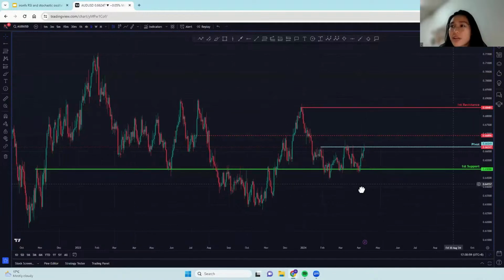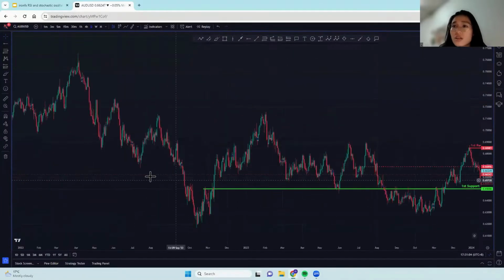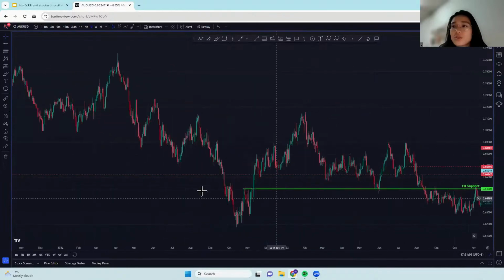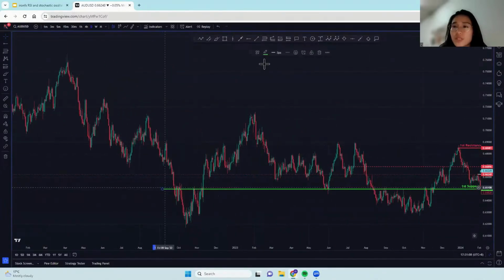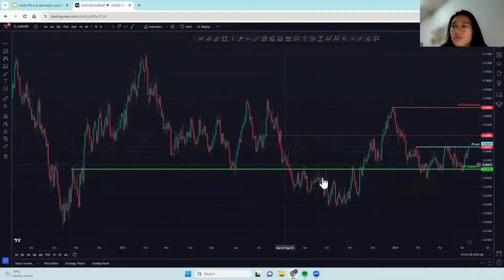Okay, and I try and pull it back as far as I can without cutting too many bodies of candlesticks. So for example, over here, I would not place it here because of this area here that cuts a lot of candlesticks. So if you're just cutting the wick like we are doing here, that's perfectly fine.